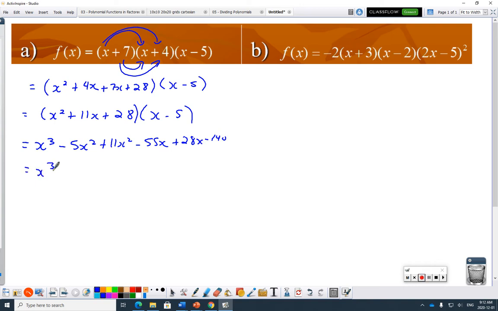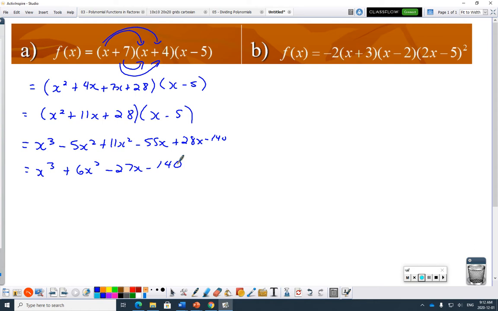Right? Now we collect all the like terms. How did I do? Negative 5 plus 11 is positive 6. Negative 55 plus 28, negative 27, minus 140. Crazy stuff, though. You know, I did it in a couple of lines. I've done a million of them, so no big deal.